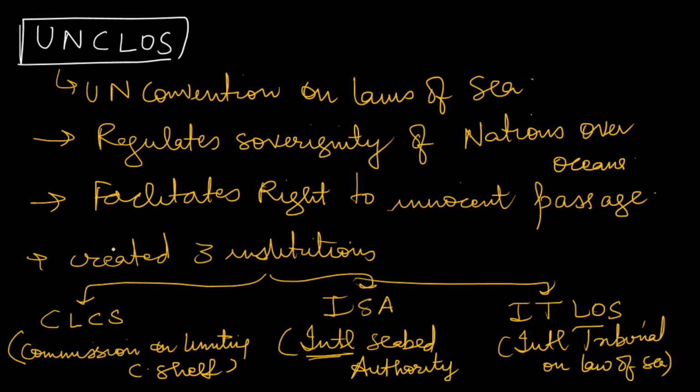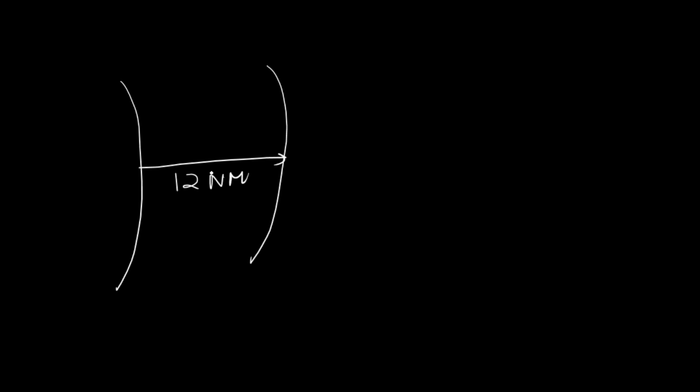Now you will see through the diagram the structure of the zones, such as the contiguous zone, baseline and territorial waters; everything will be discussed in detail. This is the shore, and up to 12 nautical miles, this region is known as territorial waters.